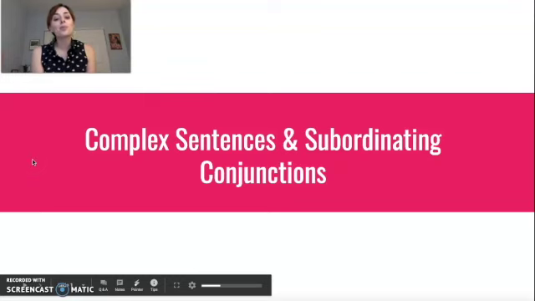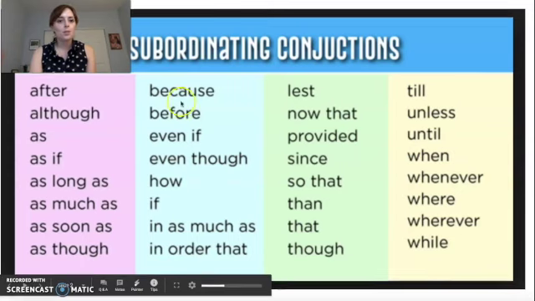Hi. So today in this lesson we're going to learn about complex sentences and subordinating conjunctions. So here are examples of different subordinating conjunctions. Okay, so we have after, although, as if, as though, because is a very popular one. If, now that, until, when. Okay, so these are just a few examples of some subordinating conjunctions.